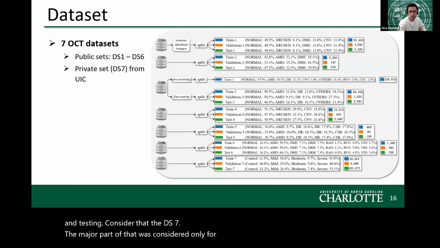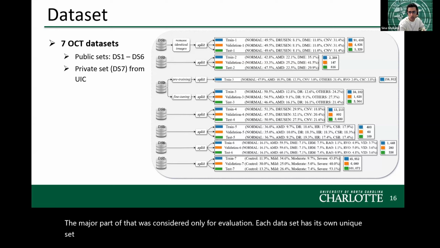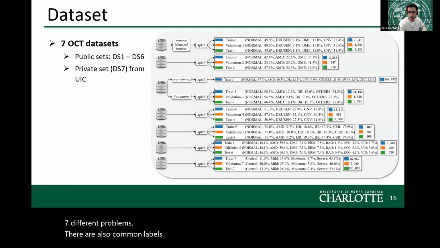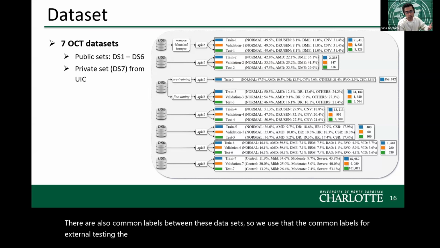Each dataset has its own unique set of labels, so we considered a multi-class classification problem for each of them. You have 7 different problems. There are also common labels between these datasets, so we use those common labels for external testing. The model that has been trained on DS1 is then tested on the other datasets.